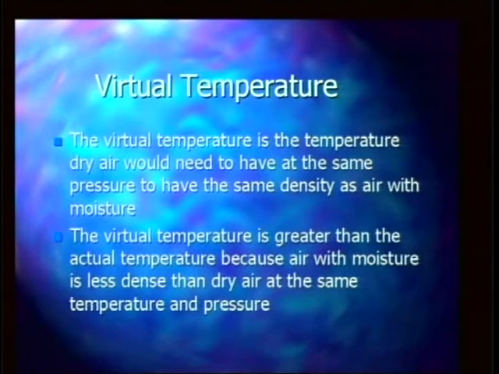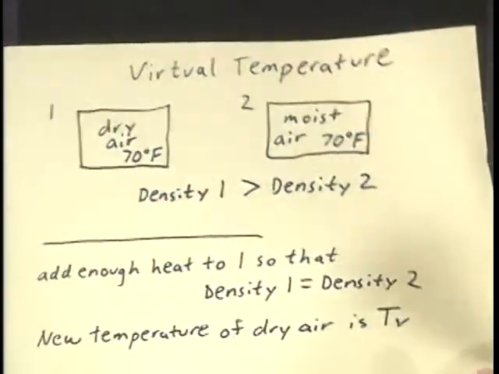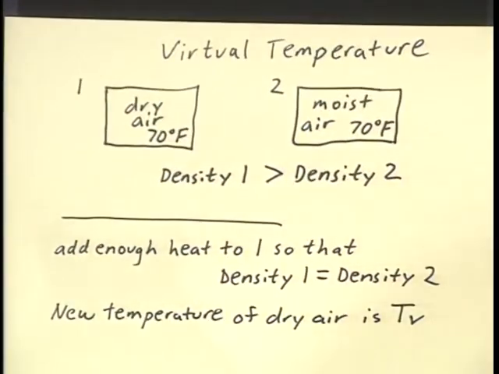Next, we'll look at the virtual temperature. The virtual temperature is the temperature dry air would need to have the same pressure to have the same density as air with moisture. Virtual temperature is greater than the actual temperature because air with moisture is less dense than dry air at the same temperature and pressure. We'll go to the overhead camera, and I have a diagram that will help solidify what this concept is here.